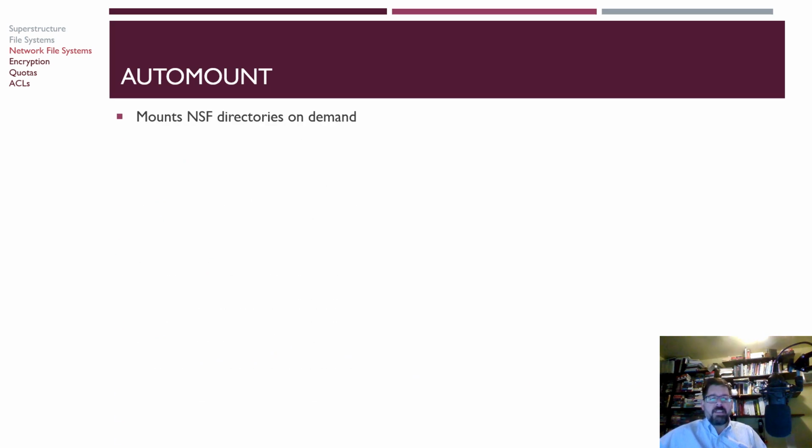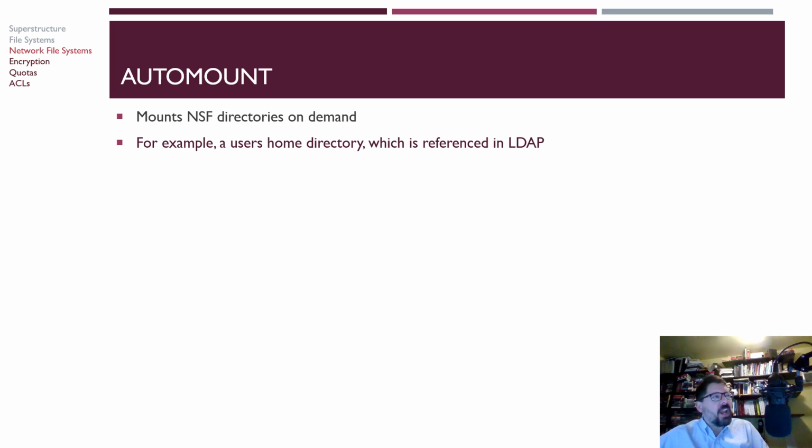Automount basically mounts NFS directories on demand. For example, a user's home directory, which is referenced in LDAP, right? So you can use LDAP, for example, when somebody logs in with LDAP, LDAP can reference automount NFS directories to mount their directory in real time as they log in, right? So when you log in, it automatically mounts your home directory. You log out, it's not mounted anymore, right? It's mounted in your user space, as an example. And that's kind of similar to how Active Directory works, right? You log in on a Windows machine with Active Directory, and your home directory could be mounted from a file server.